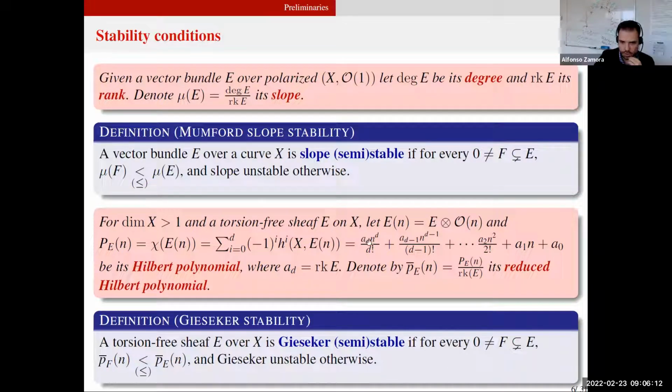So for example, the top degree, so the leading coefficient, except this denominator of the factorial, is the rank of the vector bundle, in this case, the rank of the torsion-free sheaf. We also denote by small p with a line, a small overlined p, the reduced Hilbert polynomial, which is the Hilbert polynomial divided by the rank. Then the definition of Gieseker semi-stability is the analog with the Hilbert polynomial. So a torsion-free sheaf is Gieseker semi-stable if for every non-zero proper subsheaf, the reduced Hilbert polynomial is less or equal to the reduced Hilbert polynomial of E.